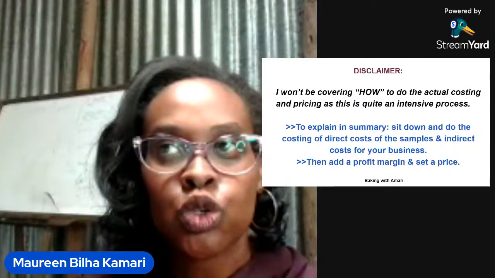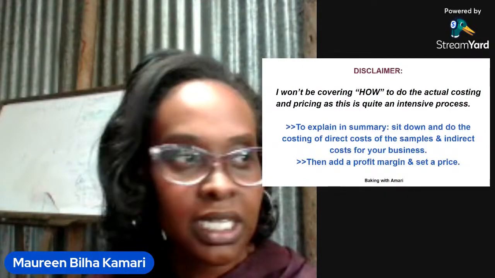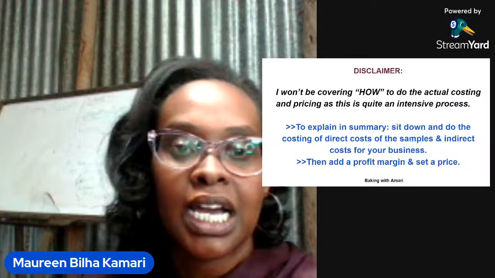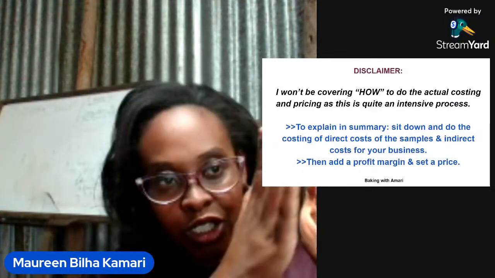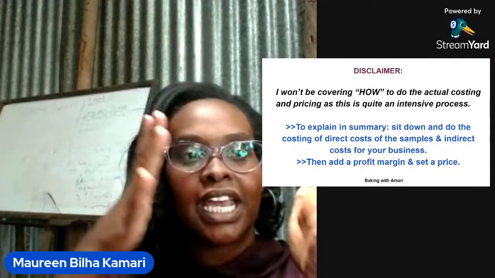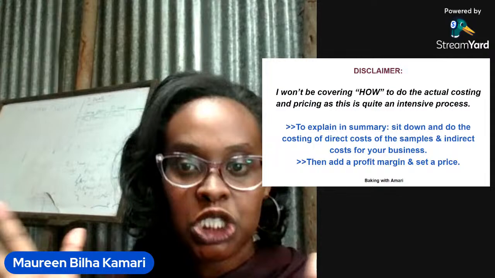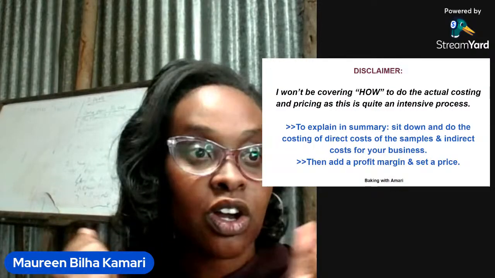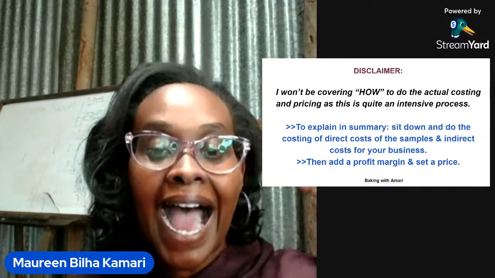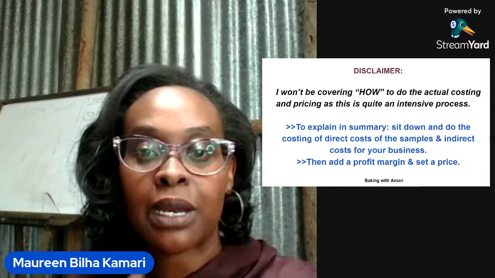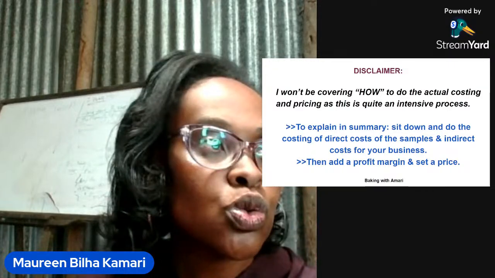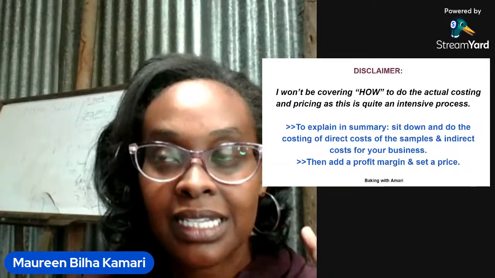And so, what I want to tell you, to explain it very easily in summary, is how do you do this? You take your direct costs, you take your indirect costs, you put them together. That's called the cost of production. You add a profit margin and you set a price. And you're going to do this even if it is a wedding cake slice sample.